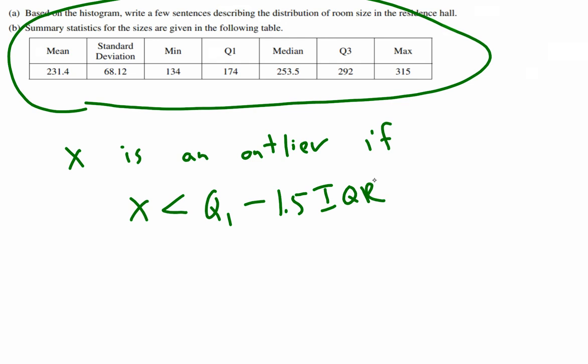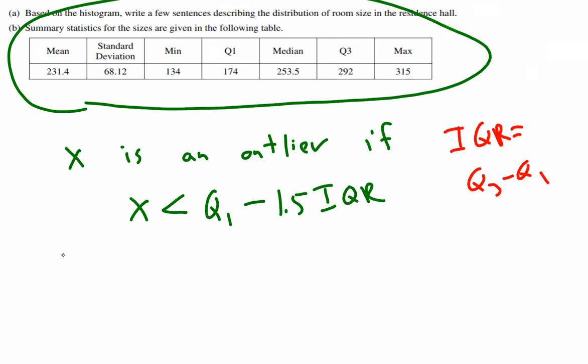In case you forgot, Q1 stands for quartile 1, which is the data point in this set where approximately 25% of the data is below it. And IQR stands for interquartile range. To compute the interquartile range, IQR, you just do Q3 minus Q1.